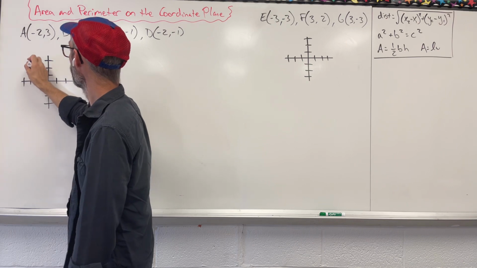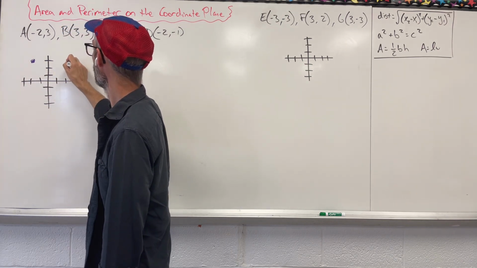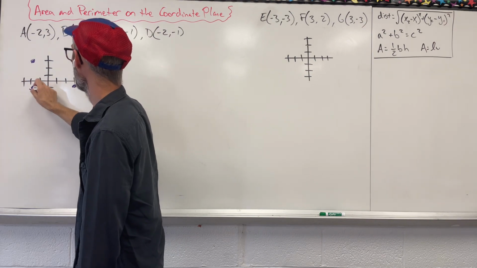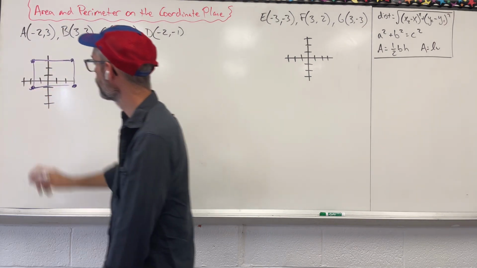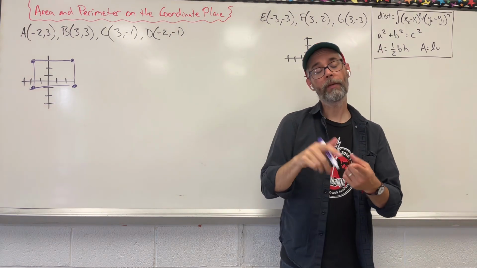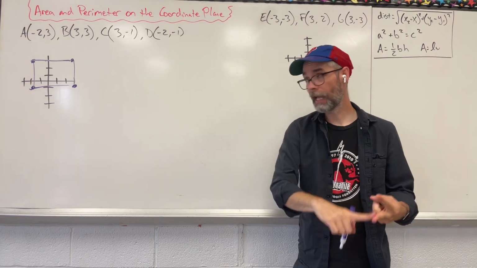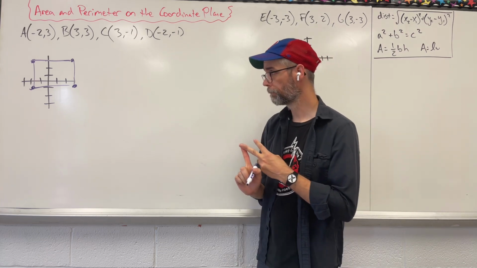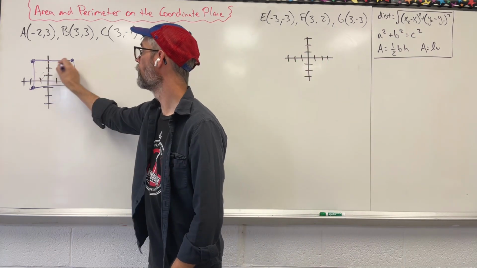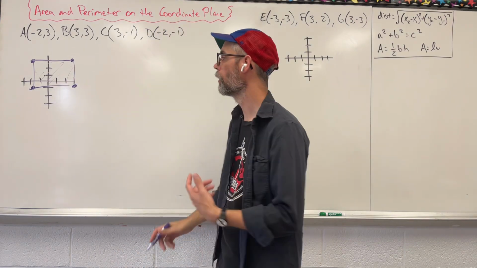Back 2, up 3, over 3, up 3, over 3, down 1, back 2, down 1. And when we connect these, we end up with a rectangle. So now with this rectangle, we have to find both the area and the perimeter. Starting with the area. Area is going to be everything on the inside of the figure.